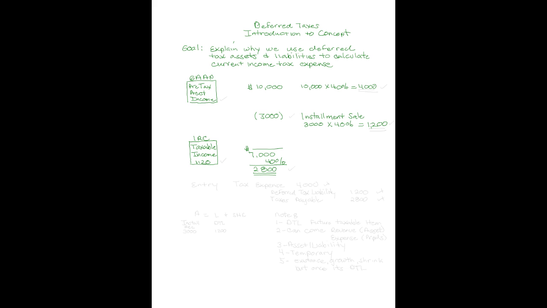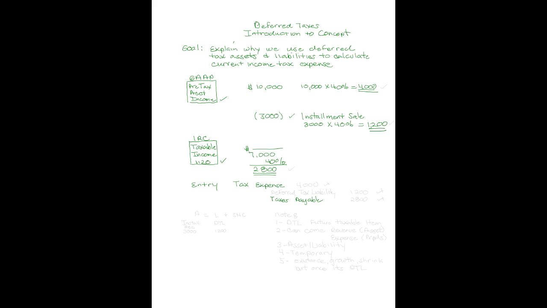Let's put these three numbers together and see what they do for a tax expense entry. When we calculate entries to recognize current tax expense, we're going to have a tax expense number that will be shown on our financial statements, taken against our pre-tax accounting income. We're going to have a taxes payable number that is driven directly by our tax return, and then we're going to have differences, in our case an installment sale.